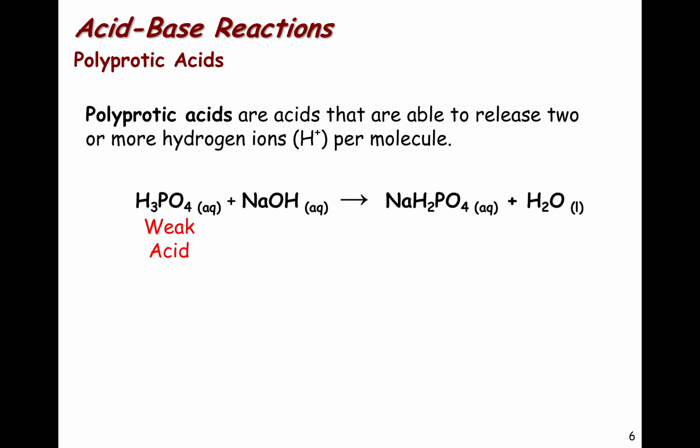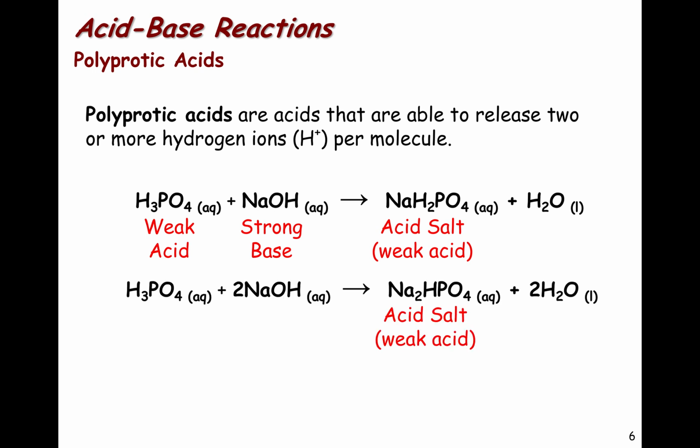And so in this particular case, we have a weak acid reacting with the strong base sodium hydroxide, producing this so-called acidic salt, which itself is a weak acid, and of course forming water. In addition, it's possible to add 2 equivalents of sodium hydroxide to phosphoric acid to produce another ionic compound as a product, in this case disodium hydrogen phosphate, which is also a weak acid in itself.